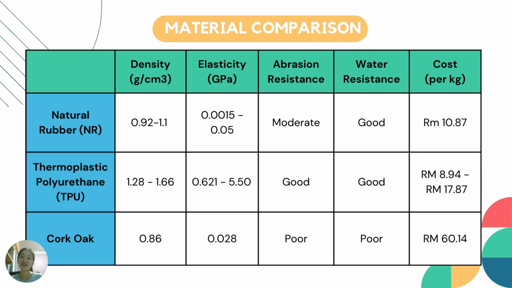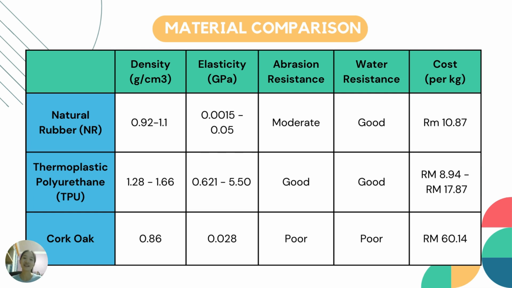Finally, the cost. Natural rubber is affordable at 10 ringgit and 87 cents per kilogram. TPU varies between 8 ringgit and 94 cents to 17 ringgit and 87 cents, offering a range of options depending on quality. Cork oak is significantly more expensive at 60 ringgit and 14 cents per kilogram, making it less economical.